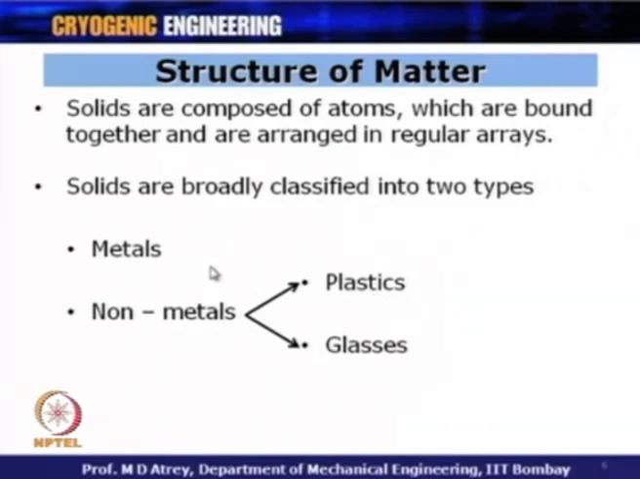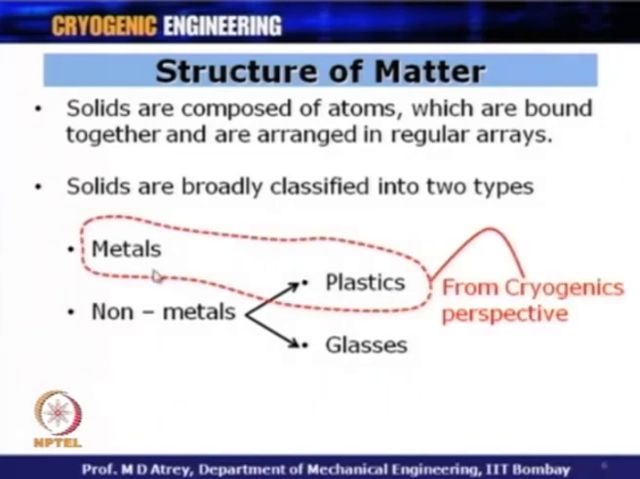In any cryo container, for example, or any cryogenic equipment, we can have metals, we can have plastics, and we can have glasses also. While glasses make a very special case, in most places metals are used, and plastics are also used sometimes to support this metal. Therefore, I am keeping this lecture limited to discussion regarding metals and plastics, and we will study the property variations of these materials at low temperature. So, from a cryogenic perspective, I will discuss metals and plastics only.